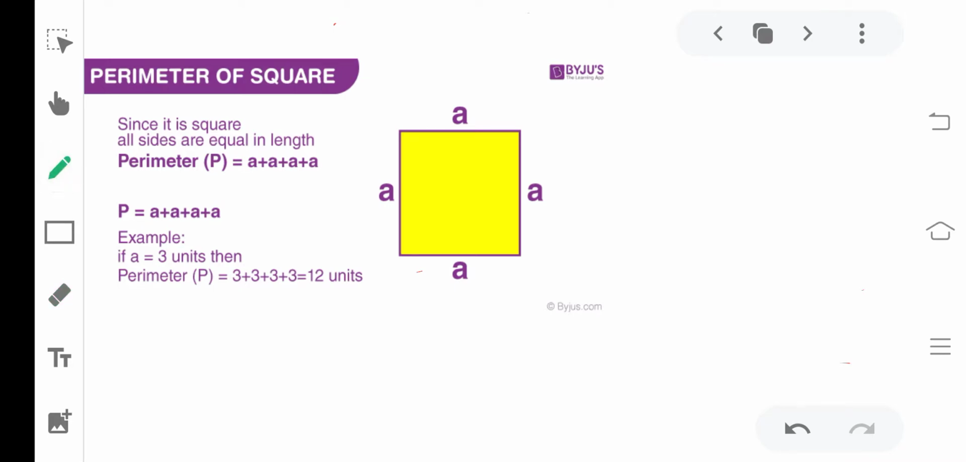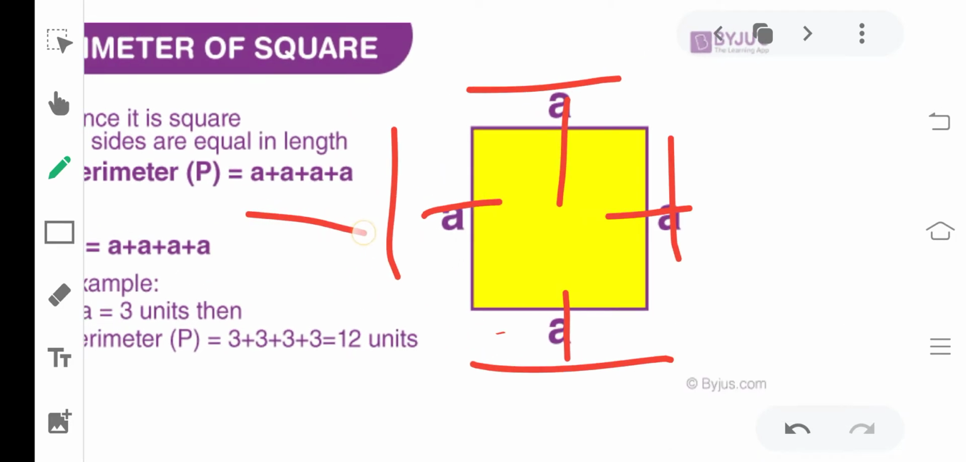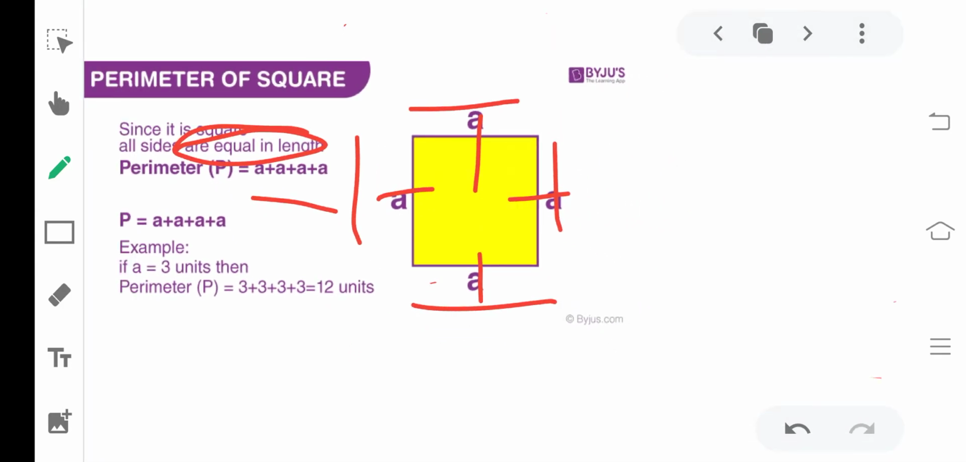Okay, these things are very important as your square contains equal sides. Each side of the square is equal, like this. No side of the square is different, and you should always remember, since it is a square, all sides are equal in length. See, this is the statement, all are equal in length. Okay, you should remember it. Okay, let's get forward. This is an example of each side being 3 units. Then for the perimeter, you can add all sides, then you will get the perimeter also.